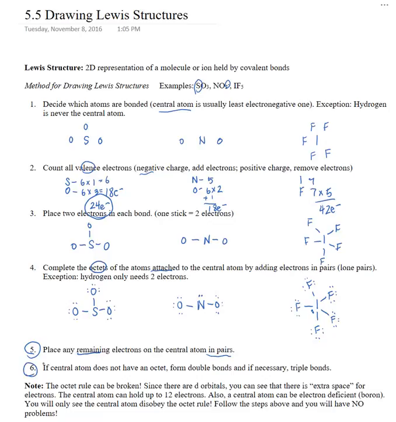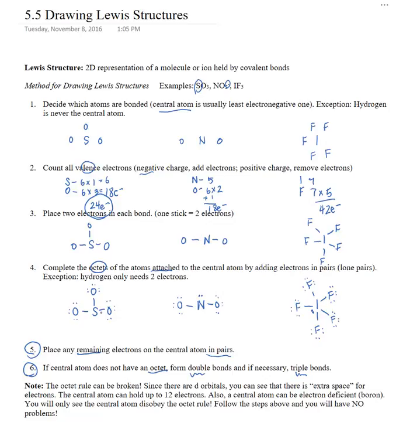Now the last step is to ensure that all the atoms are stable. So we've made sure that the outer atoms were stable, but now we need to check in on the central atom. The central atom needs a stable octet, and if it doesn't have an octet, we're going to form double, or if necessary, triple bonds. So we check in on the central atom and count the number of electrons that it has, 2, 4, 6 in this case, and so it still needs 2 more electrons.